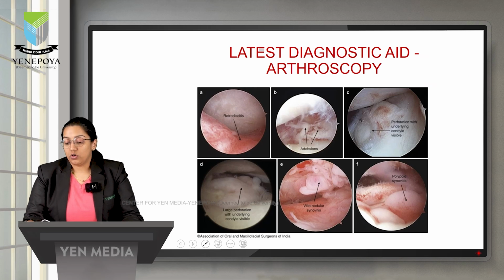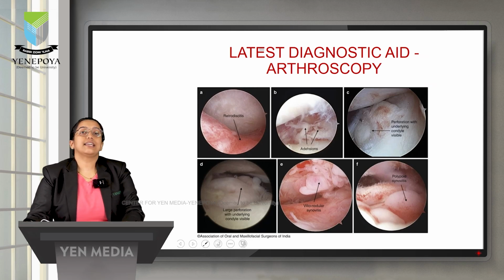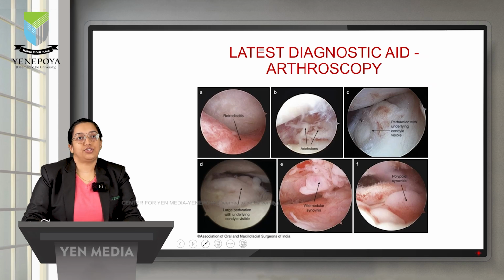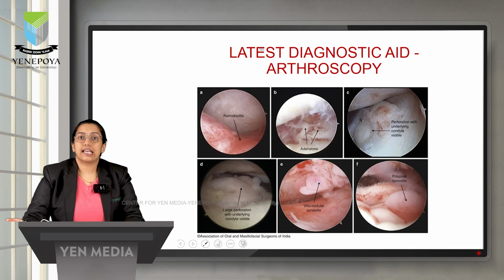After MRI, the latest diagnostic aid we have is an arthroscopic procedure. So, with arthroscopy, we can see what is happening live inside the joint, like retrodiscitis, adhesions, synovitis, and large perforations in the disc. All these can be visualized in an arthroscopy.